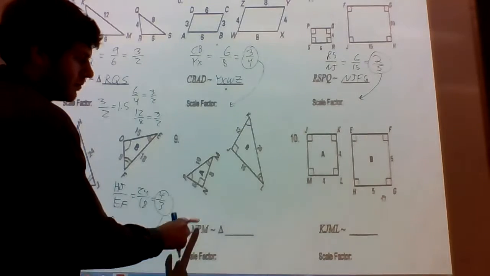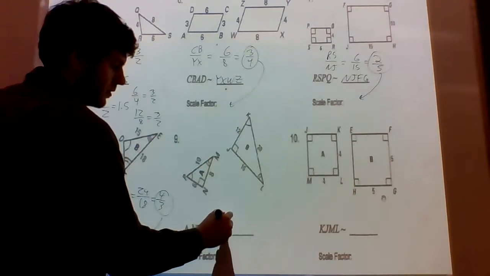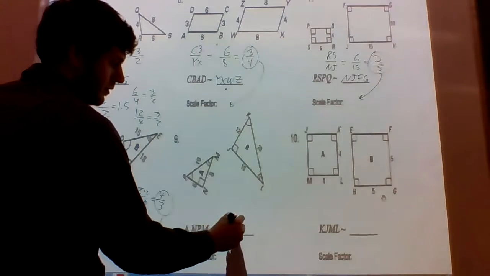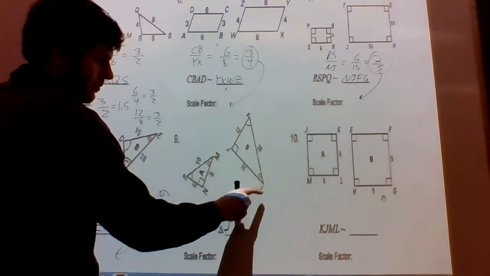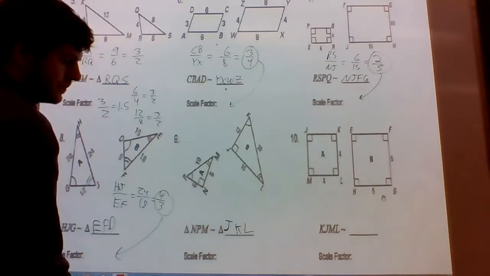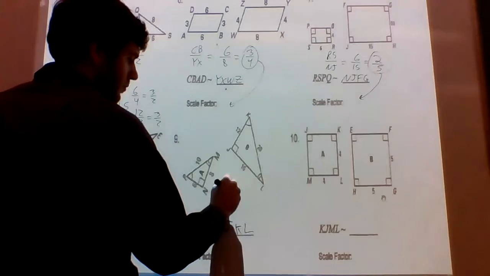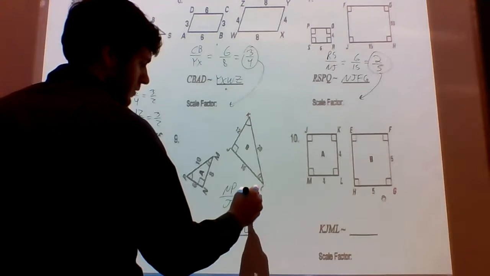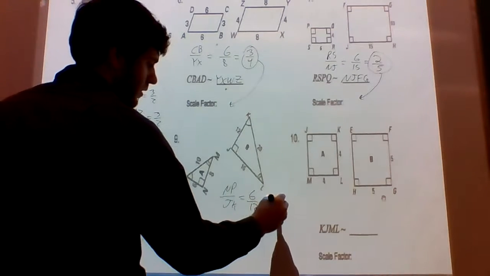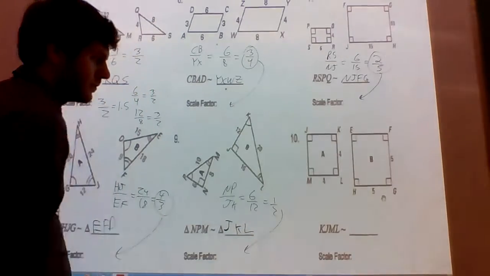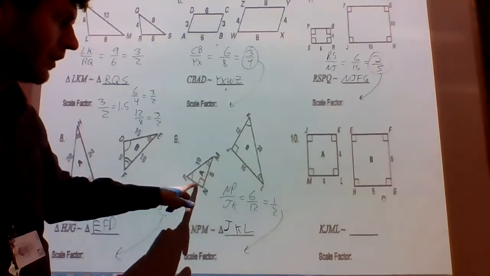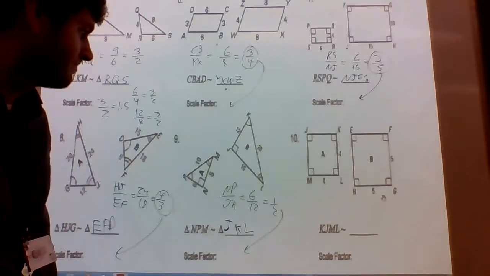Next, PM corresponds with N is J. P is going to be K. Then we go to M, which is going to be L. Okay, let's just do NP over JK. So that's 6 over 12, which is 1/2. Okay, so this triangle is twice as large as this one. This one is 1/2 the size of that one.